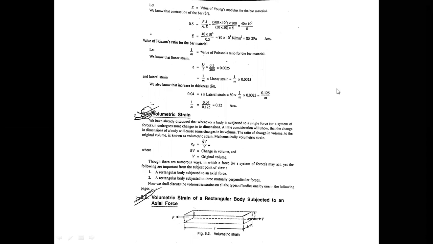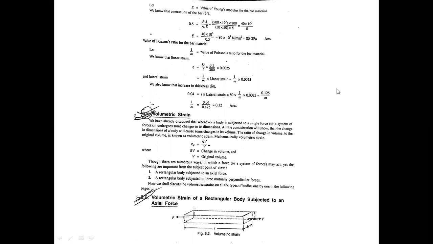The ratio of change in volume to the original volume is known as volumetric strain. So what is volumetric strain? The ratio of change in volume to the original volume is known as volumetric strain. Okay. So the mathematical formula for this is epsilon V is equal to delta V upon V. Delta V is equal to change in volume and V is equal to original volume.